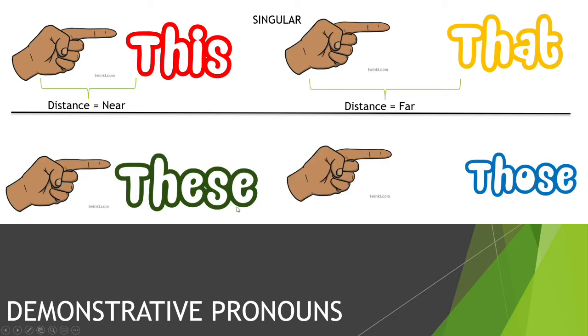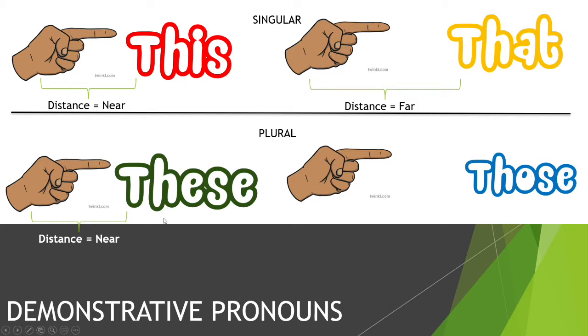And the next one we have these and those. These two are used with plural nouns. And the distance for the word these is near. Okay, so these books are mine. Just now for this one, this book is mine. Buku ini saya punya. This book.